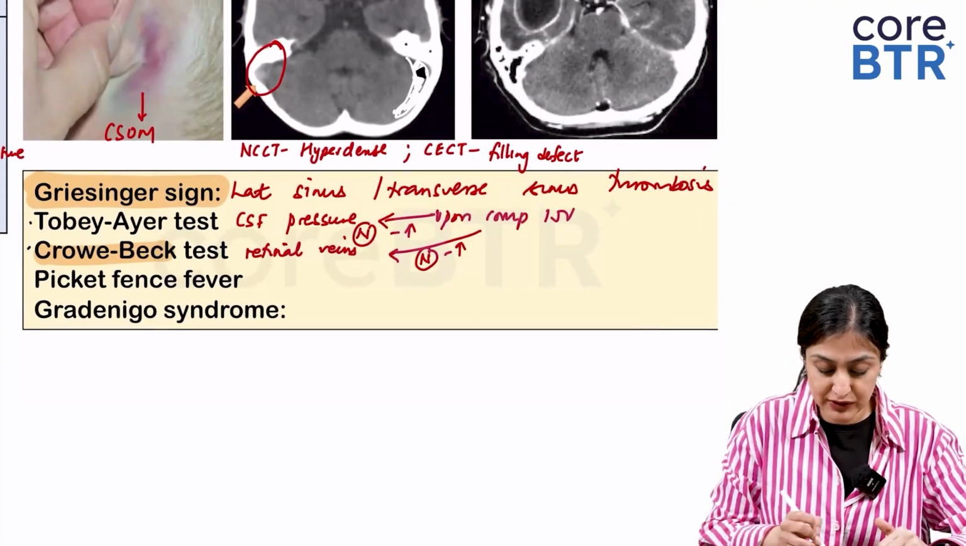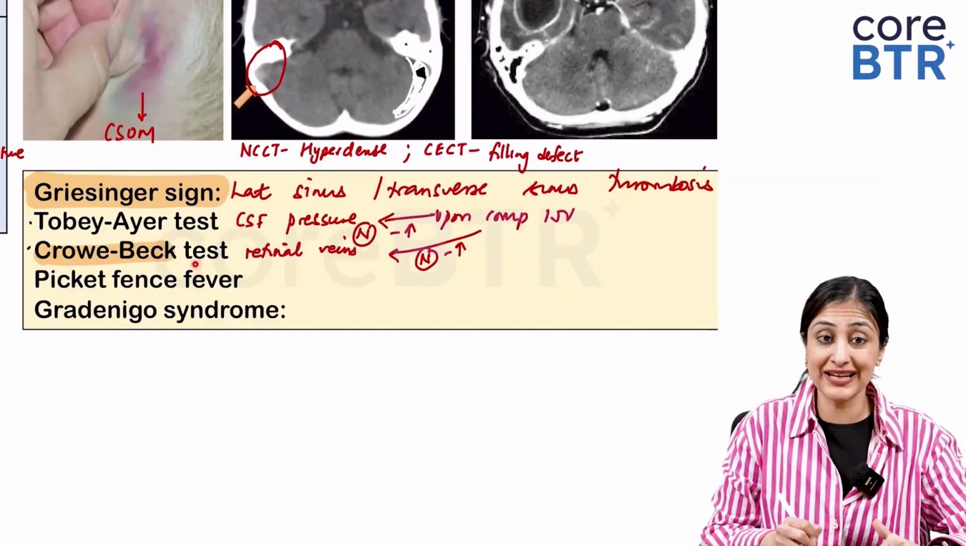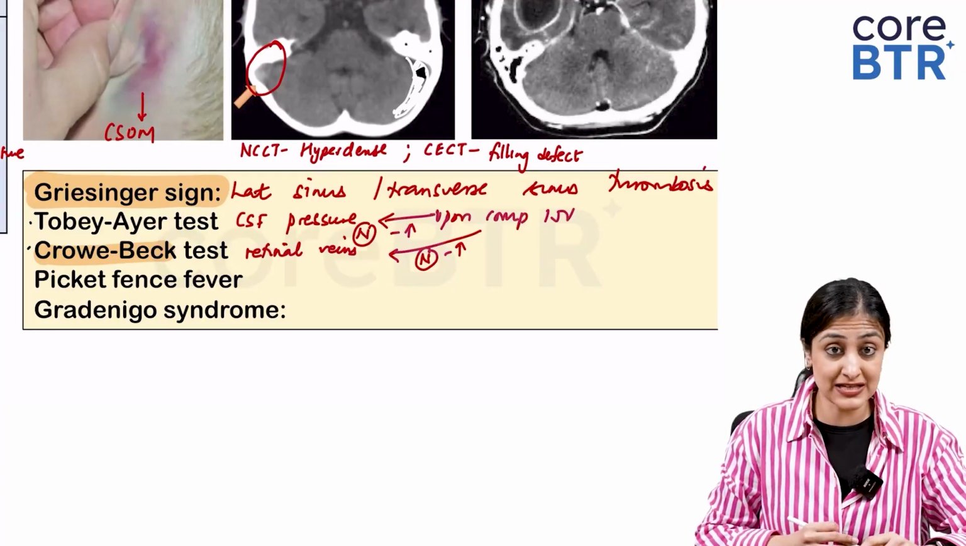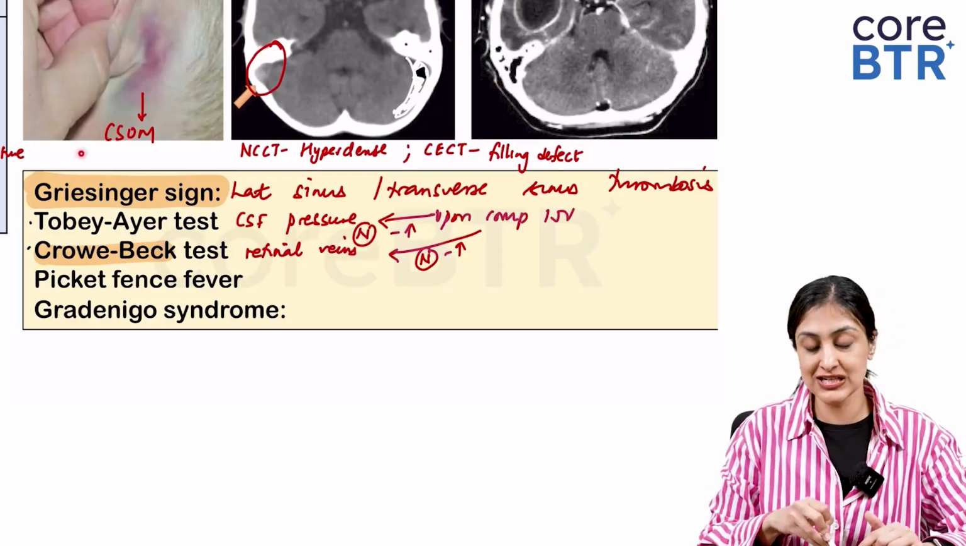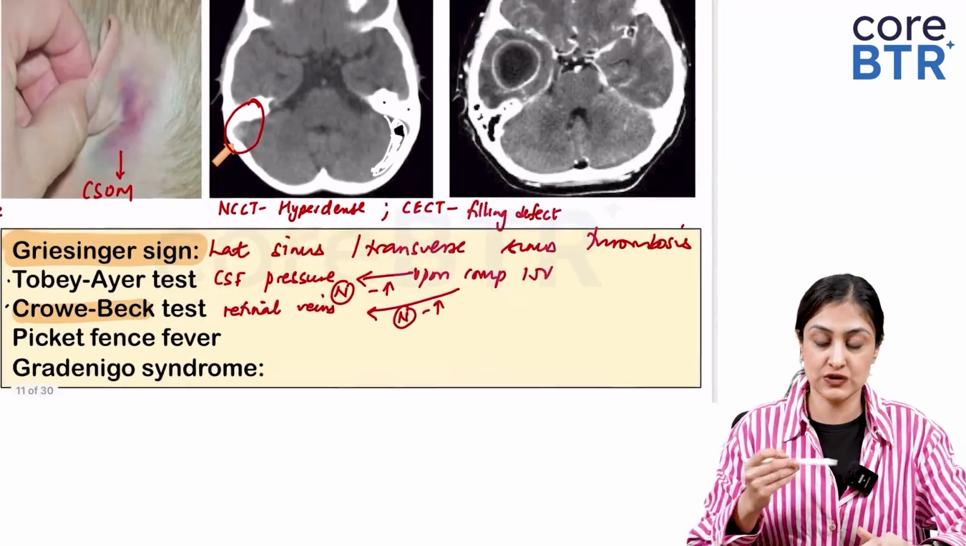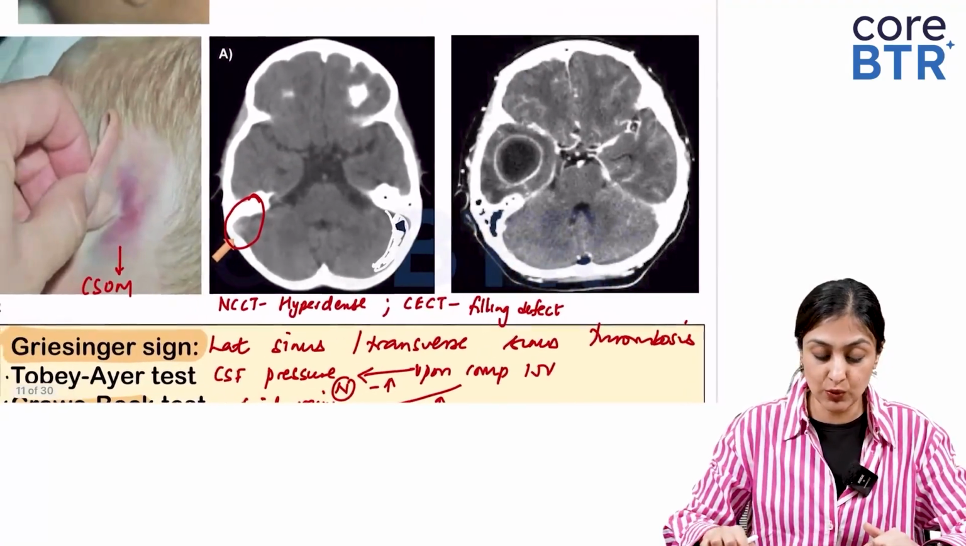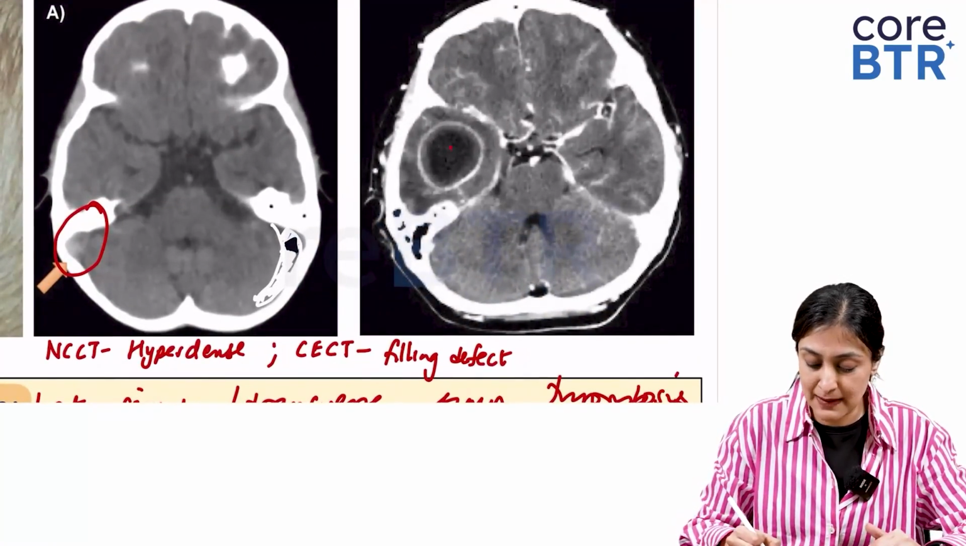You can have fever which is rapidly rising like a picket fence. That's what they describe it as. So these are all complications related to lateral sinus thrombosis. What is this image showing? One more intracranial complication, that's abscess.